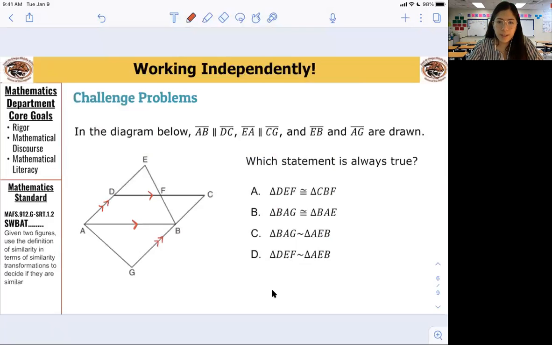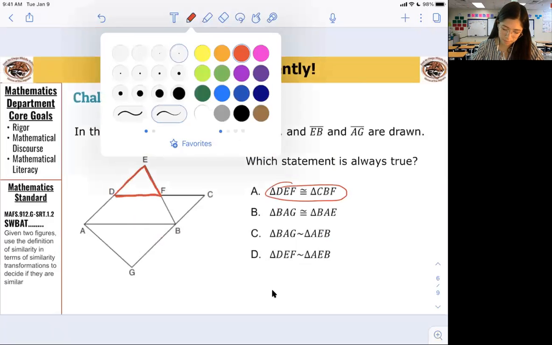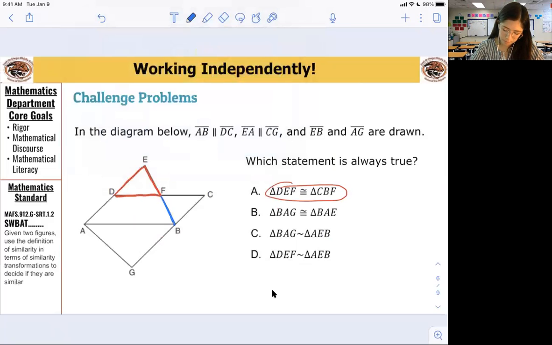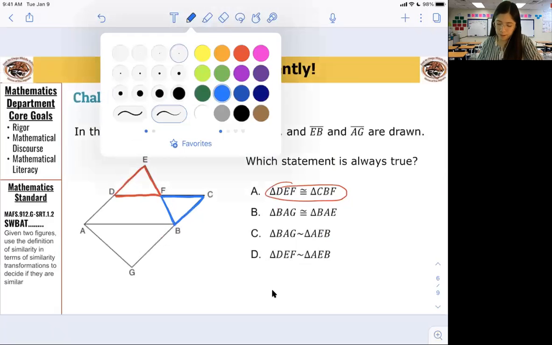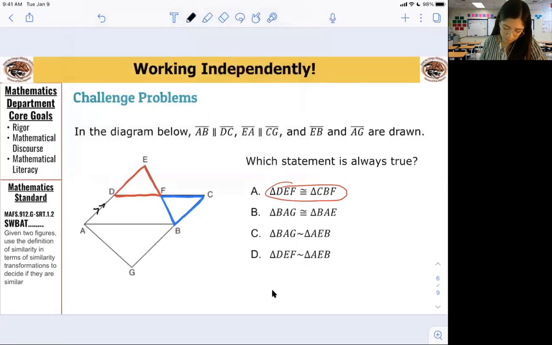So notice that there are a few different triangles that they're comparing to each other. For example, I have DEF and CBF. So I'm going to highlight those. DEF compared to CBF. Okay, now what do I know about DEF and CBF? Since I've got some parallel sides here, let me redraw that.